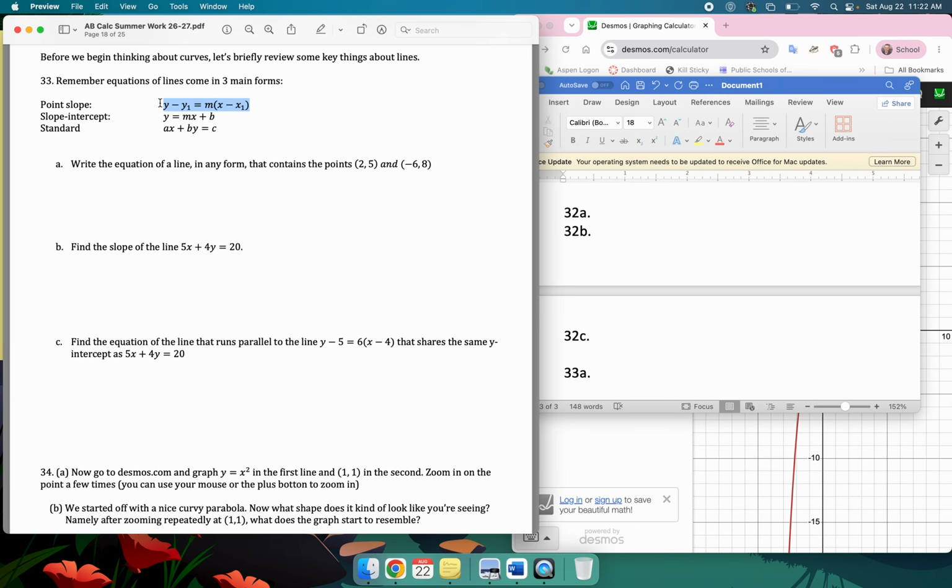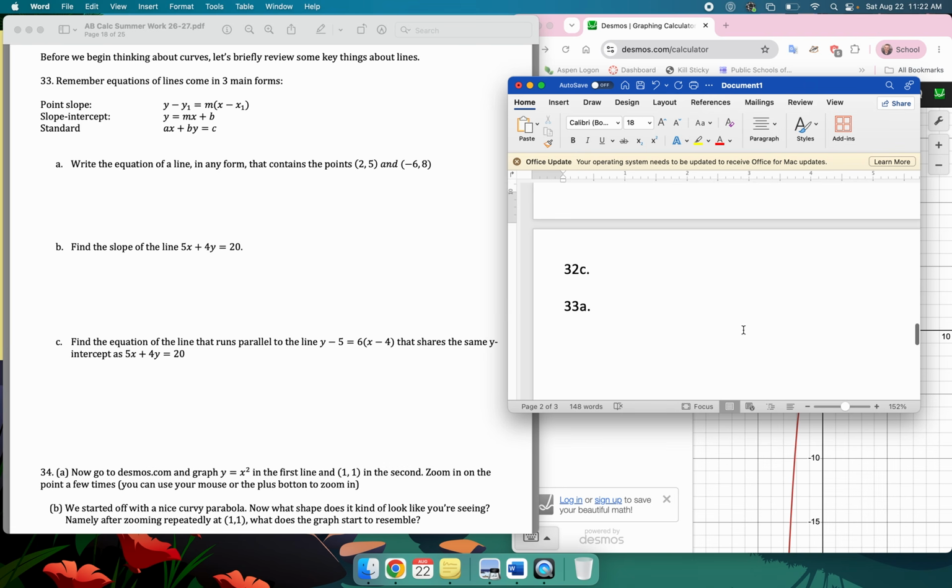Which 2 things do you need? Well, it's in the name. Point slope. You need a point on the line, and you need the slope of the line. Well, we definitely have a point on the line. As a matter of fact, we have 2 of them, right? So that's taken care of. But we also need the slope of the line.